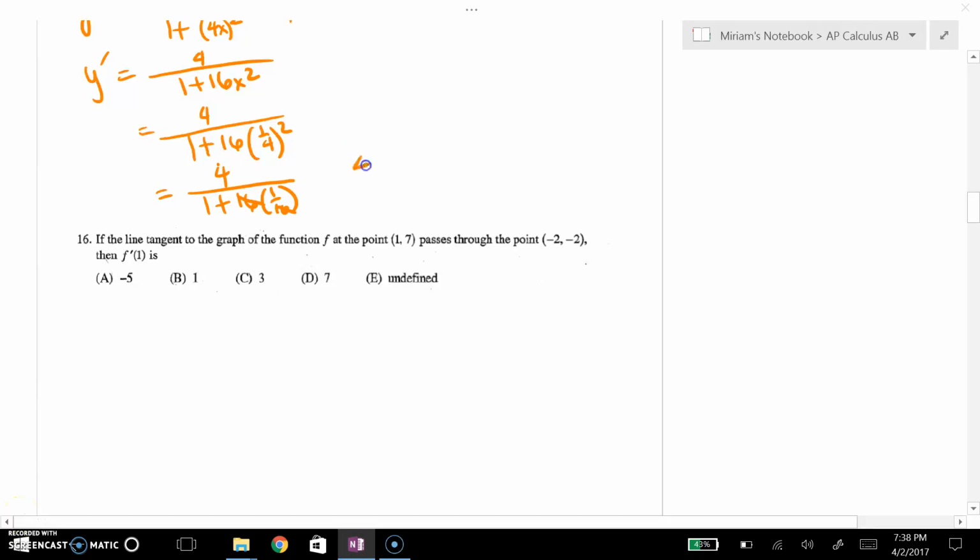Alright, so we're at 4 over 1 plus 1, which is 4 over 2, which is 2, and this is the slope.